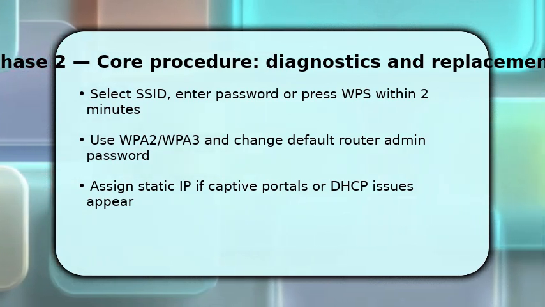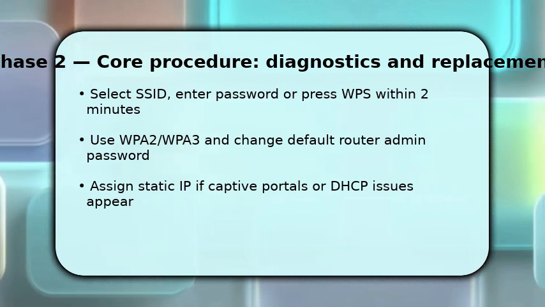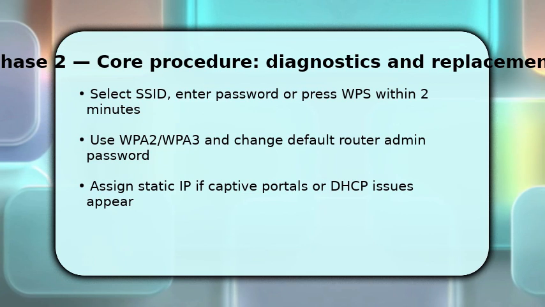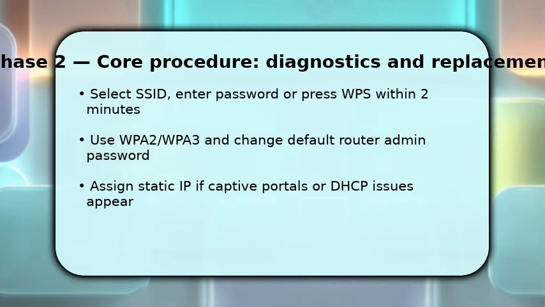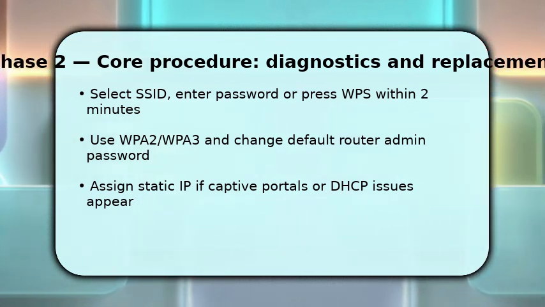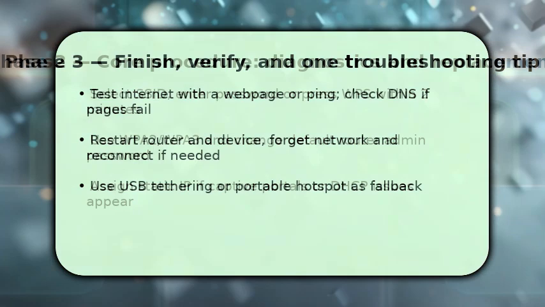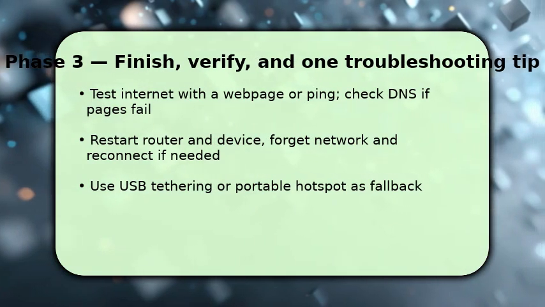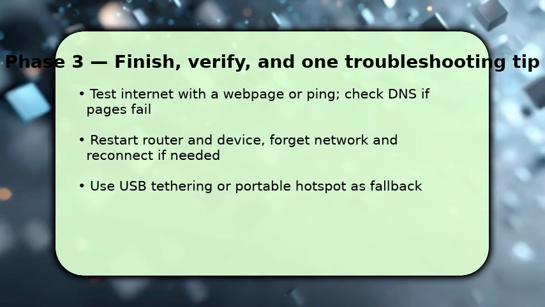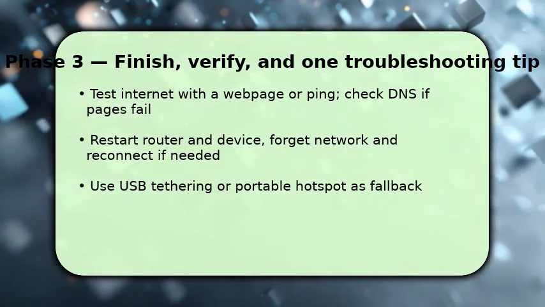If a captive portal appears, open a browser to trigger login, or, if DHCP fails, set a static IP with correct gateway and DNS, so your device can reach the internet reliably. Finish by testing a web page or ping to confirm internet access. If pages load slowly, check DNS settings and speed.